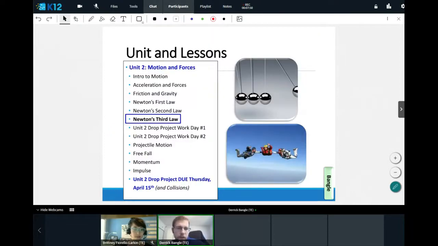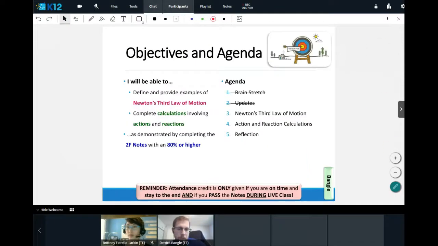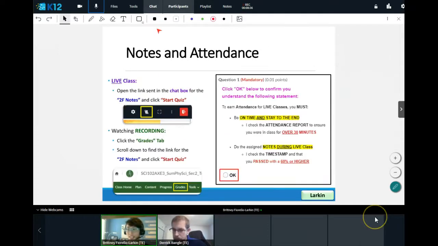Speaking of which, let's look at where we are. We are now going to move on today to Newton's third law. We've covered the first and second, now is the third. Taking a look at what that specifically entails, it says we will be able to define and provide examples of the third law of motion and complete calculations involving the actions and reactions of this law. And hopefully by the end, we should get an 80% or higher on the notes quiz, just to demonstrate that we have mastery over these definitions.